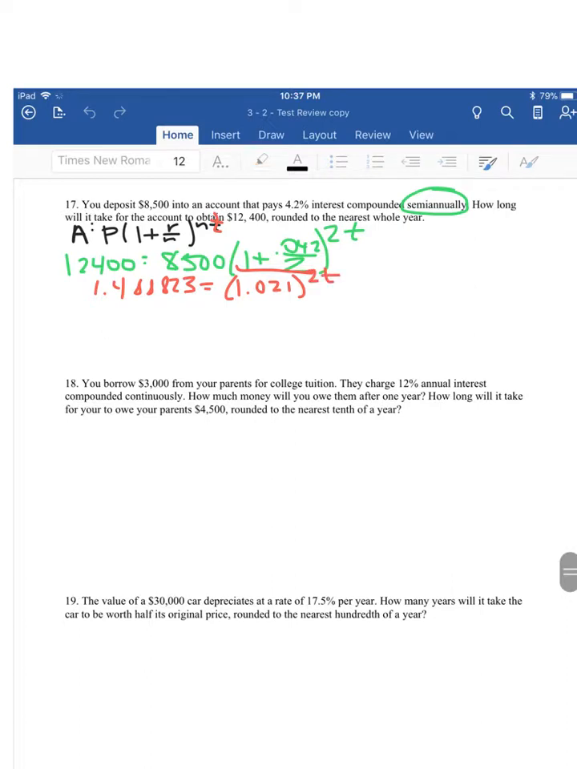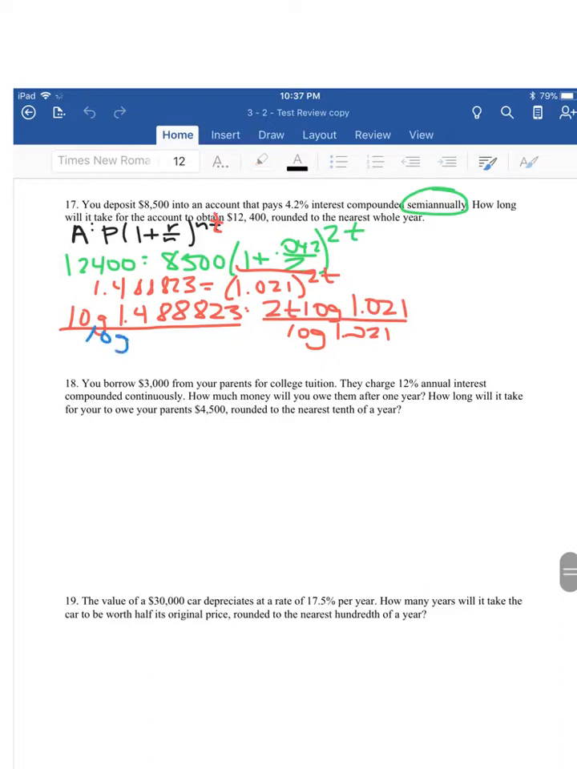So I have to bring my exponent down, so I need logs. So log of 1.488823 equals 2t times the log of 1.021. Divide by the log of 1.021. So this gives me a nasty decimal.